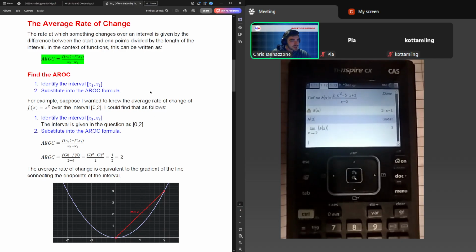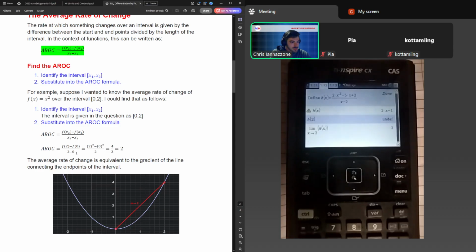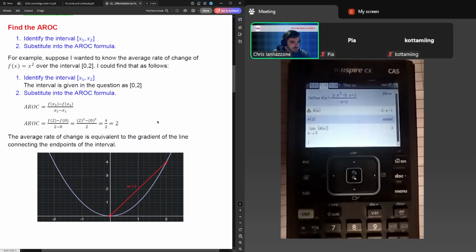So first things first, some fundamentals about average rate of change. You just need to know where you're starting, where you're ending, give the x values at those spots and the y values at those spots. This is fairly simple revision.